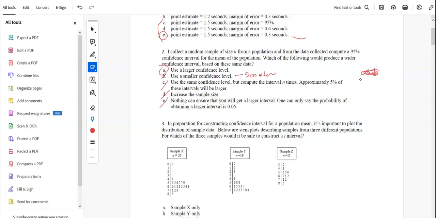And the opposite of B is A. So if I have a confidence level of 99%, I want to make darn sure that I've got everything in the interval. So the interval is going to be pretty wide there.